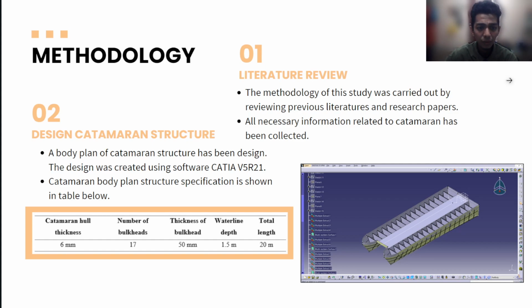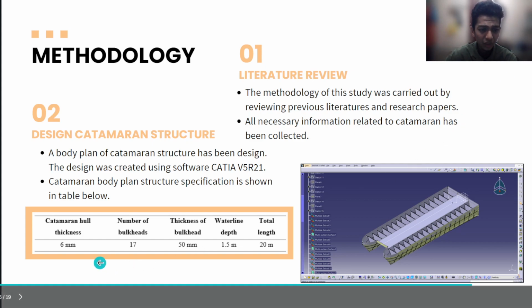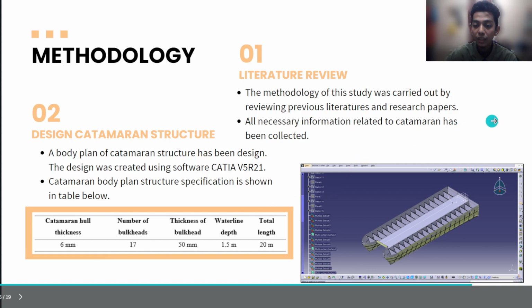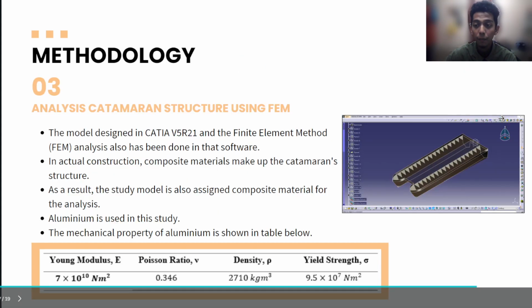Second, design catamaran structure. A body plan of the catamaran structure has been designed. The design was created using software CATIA V5R21. Catamaran body plan structure specification is shown in the table below. Catamaran hull thickness is 6 mm, 6 mm. Number of bulkheads is 70 for each side. Thickness of bulkhead is 50 mm. Waterline depth is 1.5 meter. Total length of my catamaran is 20 meter.